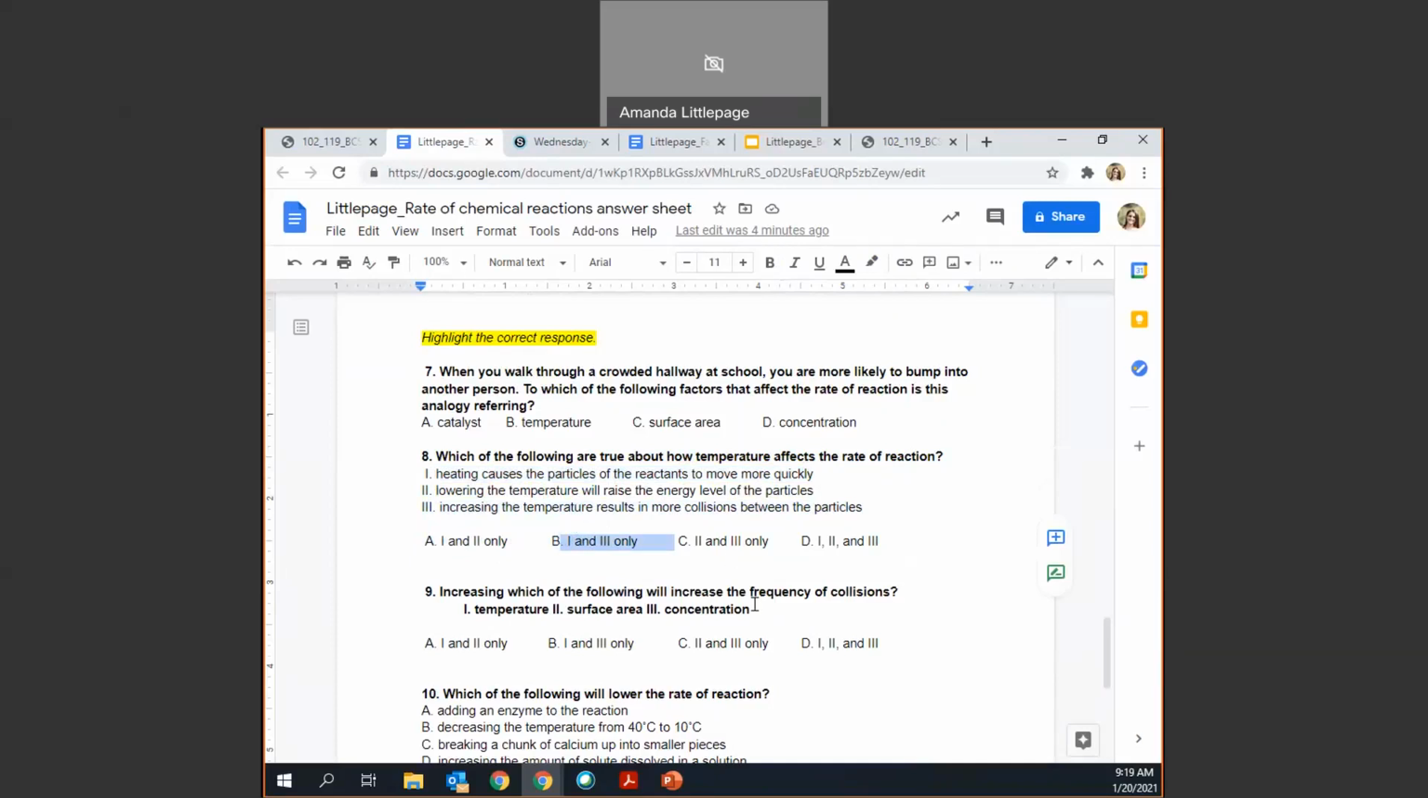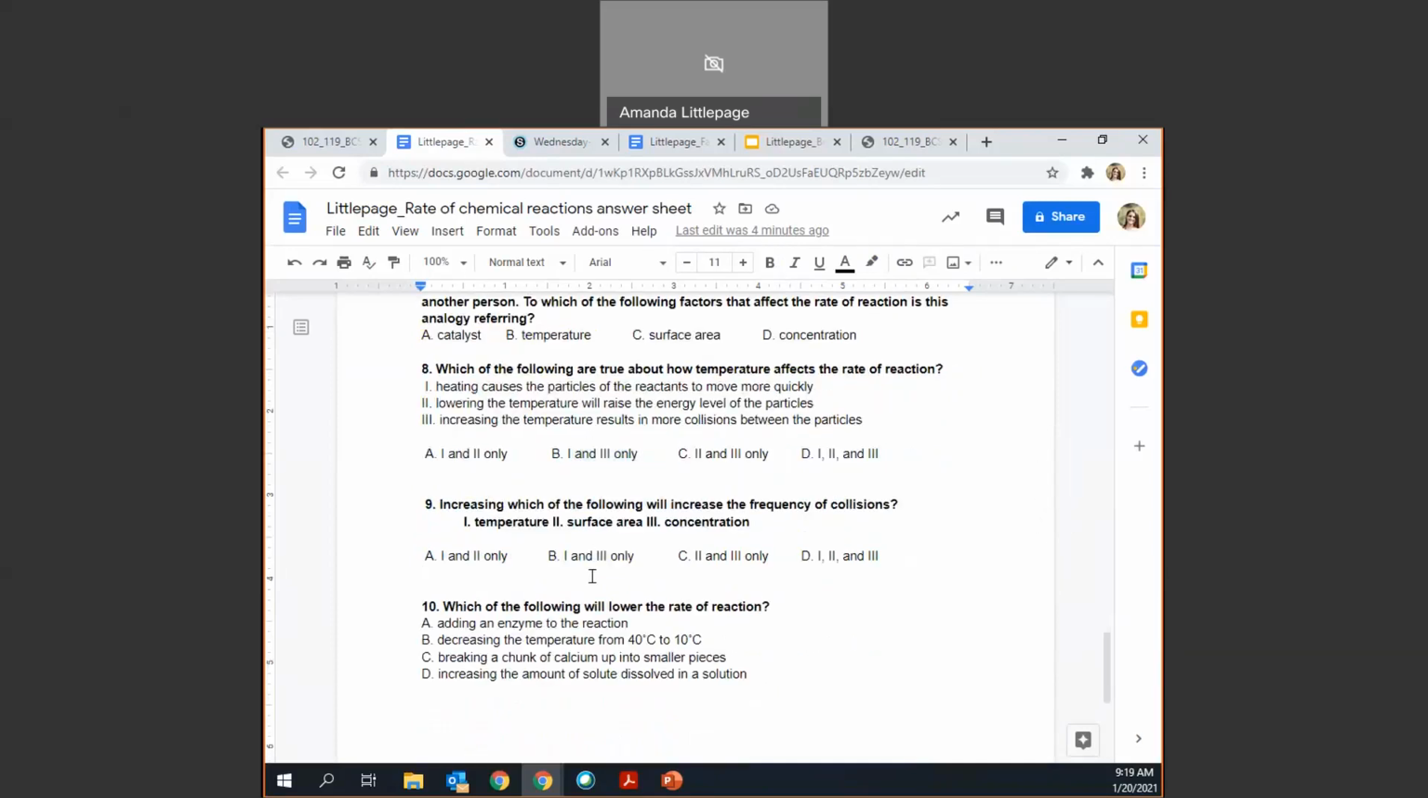Number 9. Increasing which of the following will increase the frequency of collisions? Temperature, surface area, concentration. Well, all 3 of those will affect the rate. So this one is 1, 2, and 3. So your correct response is D.